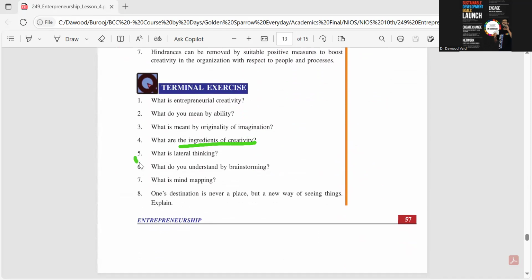Lateral thinking is Edward de Bono. Brainstorming, we spoke about the four steps, right? Forming, storming, norming, performing. Brainstorming is a part of it. Mind mapping is Tony Buzan, what we call a spider map. And finally, one's destination is never a place. I always say that's also for a ten. It is a milestone, but we keep moving, we keep traveling.